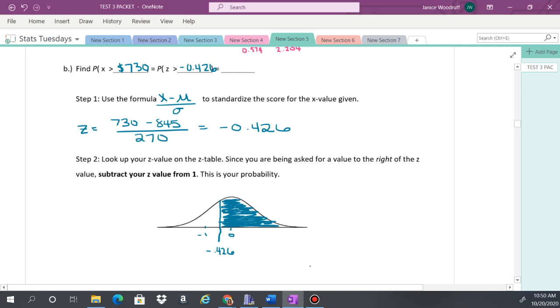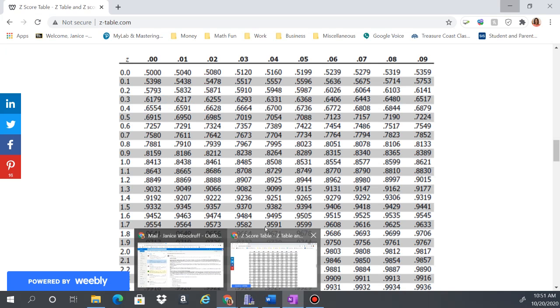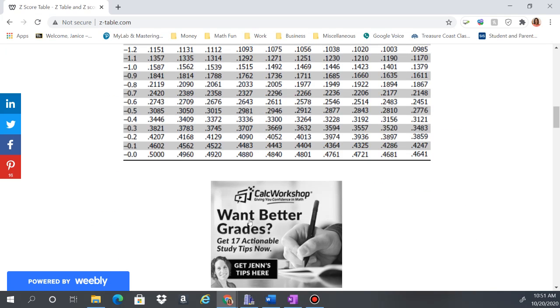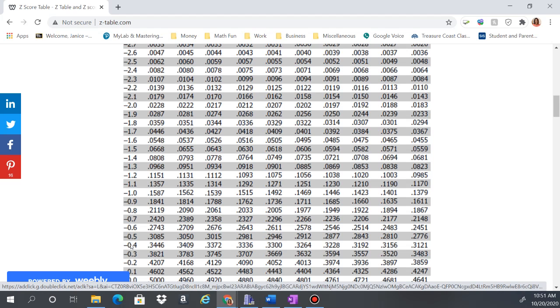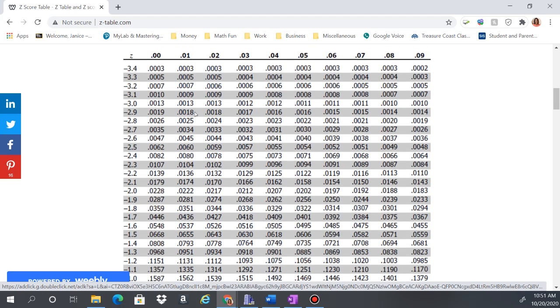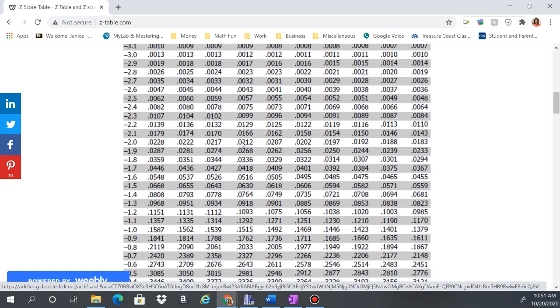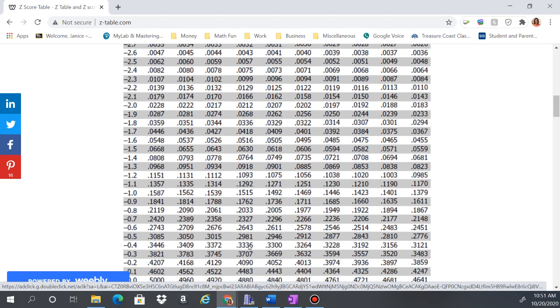Okay, so if you look this up on your z table, you go up to the negatives. Okay, negative 0.4 would be right here. And then you want the second decimal place, 26 would round up to 3. So here's the 3 column. You want negative 0.43, so 0.3336.